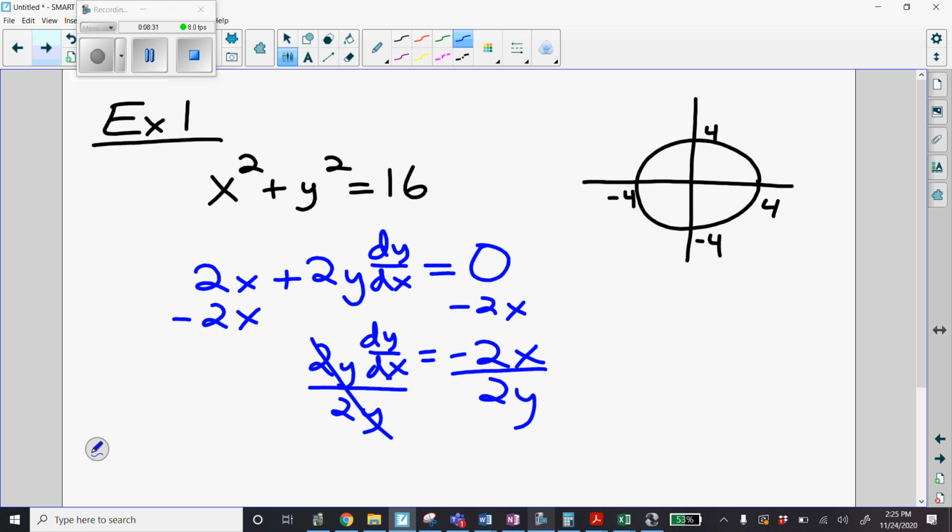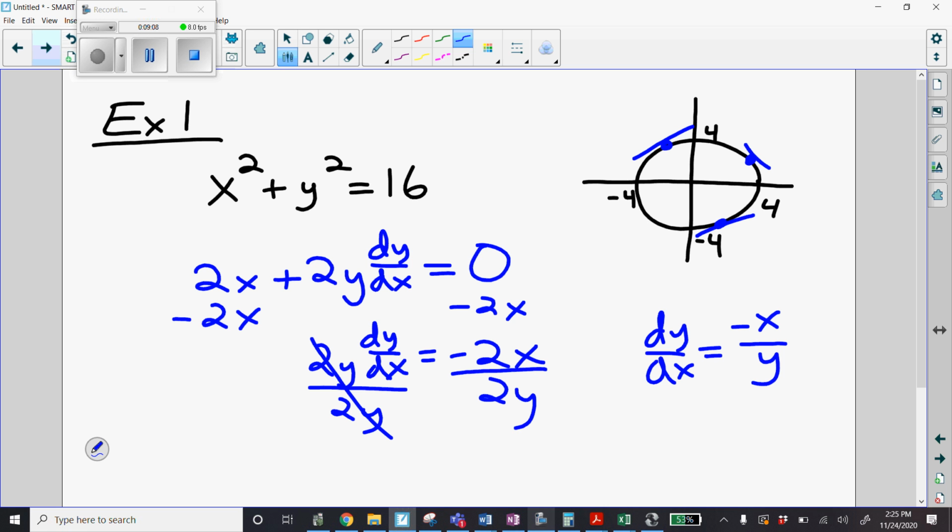And again, it's helpful here to simplify this. We can think of dy/dx as negative 2x over 2y, but the 2's are going to cancel, and we'll get negative x over y. And what this is saying then is for any point on this circle, I can find an equation for the tangent line there by just plugging in the x value and the y value.